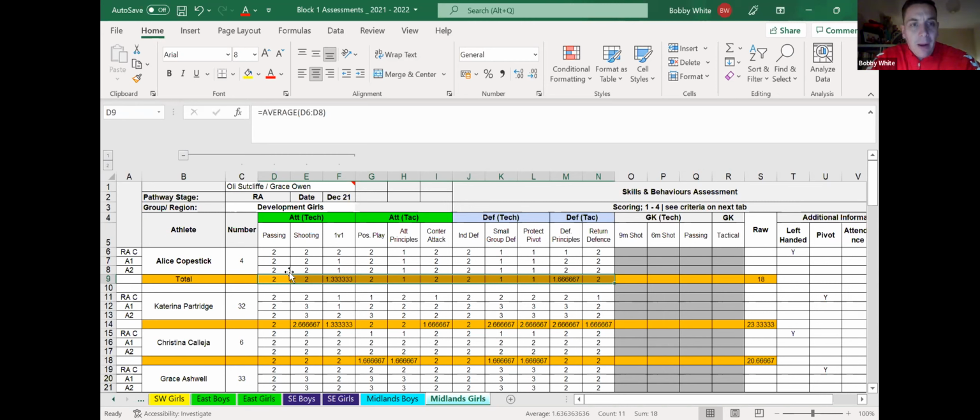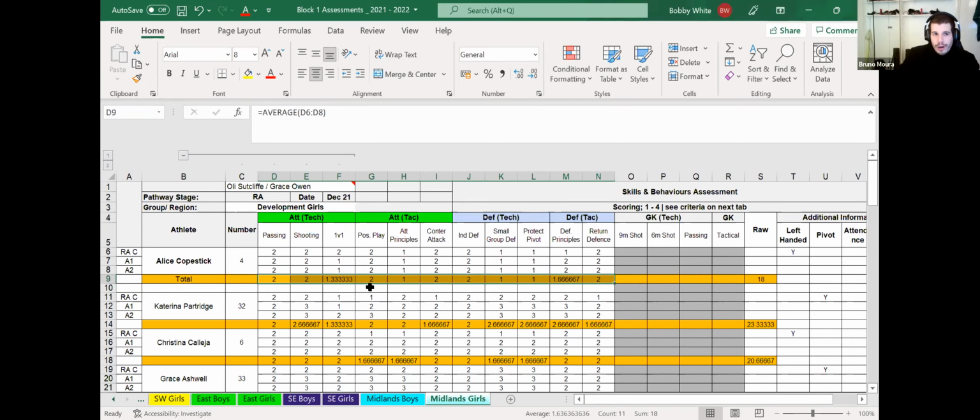So if you're thinking about Alice Copestick, Grace, beg your pardon, is it you or Ollie that coaches Alice? That's me. It's you, yeah. So with you being her coach, you would know perhaps what her strength is out of the parts in shooting, positional play stuff. So you can use your discretion on that one. Does it make sense to everybody? Any questions?